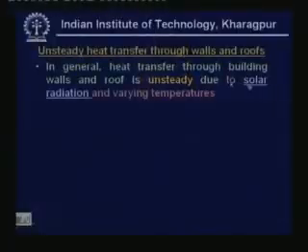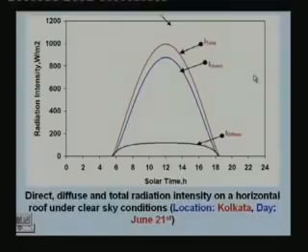For example, let me show a solar radiation and how the solar radiation varies. So this is a typical variation of direct, diffuse and total radiation incident intensity on a horizontal roof under clear sky conditions, and the data holds good for Kolkata and the day is June 21st.